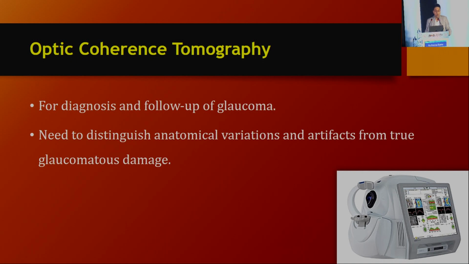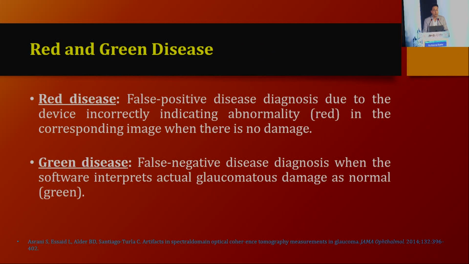Optical coherence tomography, I think this is the most important and most commonly used tool in day-to-day practice, and it is used for the diagnosis as well as the follow-up of glaucoma patients. But before using the OCT, we should know about the anatomical as well as the physiological variation of the disc, like in the previous instruction course, where the myopia patient was discussed. So we should know the anatomical variation of the optic nerve head also. Based on the OCT, there is a concept called red disease and green disease.